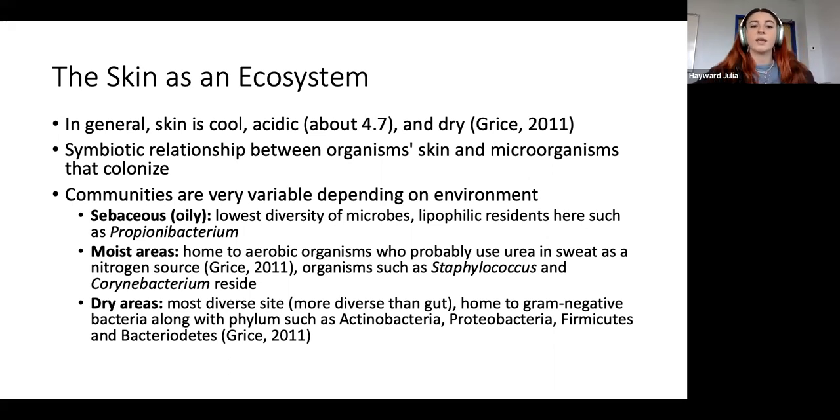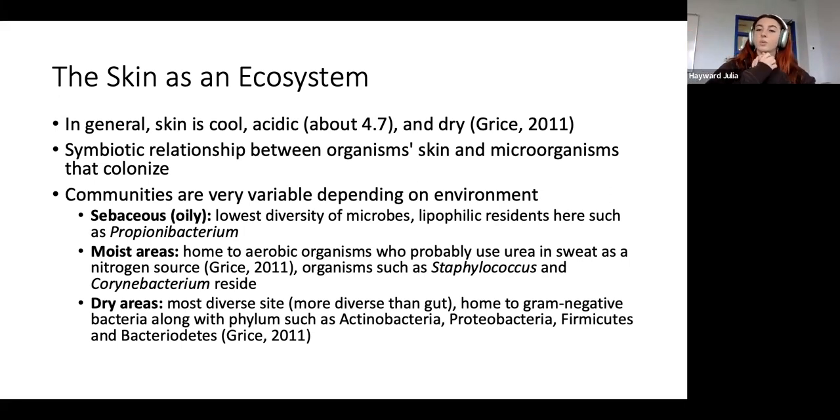That's where they reside. And then we have our dry areas, which is actually the most diverse site for the microbiome of our skin. In a couple of different literature sources, they cited that it was actually more diverse than the gut microbiome. We know that the gut microbiome is very diverse. There are a lot of different bacteria there working in a symbiotic relationship with our gut to metabolize the foods that we're eating and absorb nutrients properly. It's sort of the same situation on your skin as well.